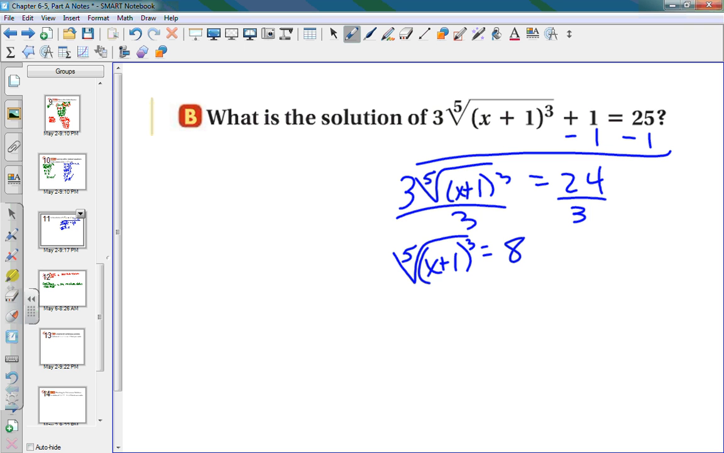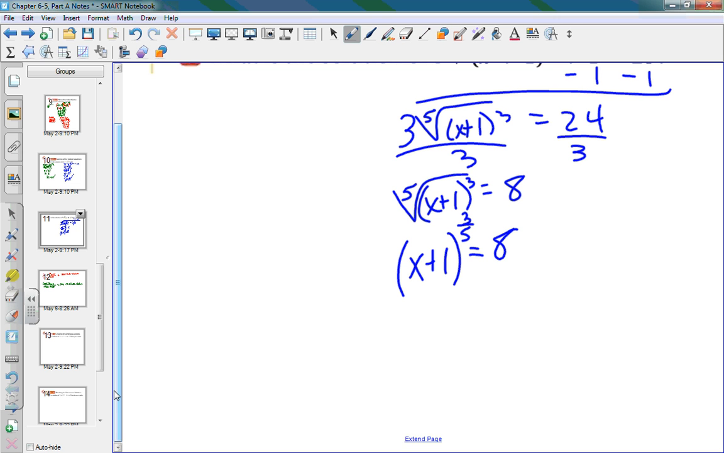Not 5 over 3. X plus 1 is all the 3. X plus 1 to the power of 3, the root is 5, is equal to 8. What he's saying is he wanted it in rational exponent form. Now, what is my power? My power is 3. My root is 5. Are either one of those numbers even?